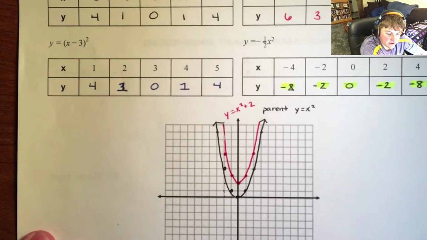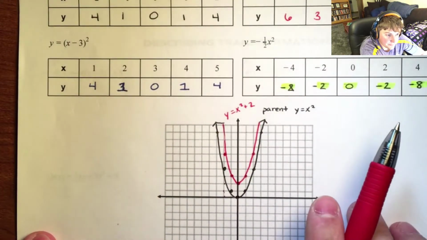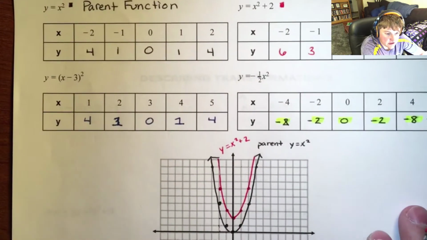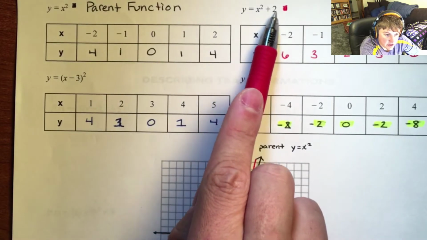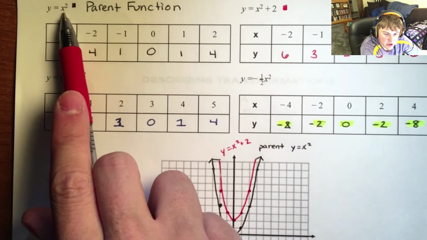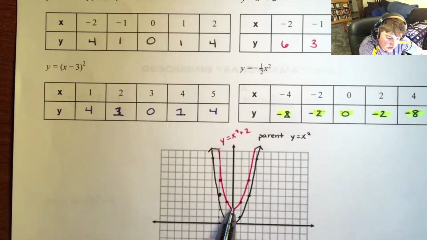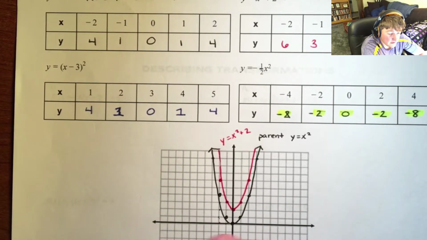Let's look at this red graph compared to the black graph. What do we think this +2 contributed to the parent function? What did it do to the parent function? Well, as I look at this, it goes over 1 and up 1, and then over 1 and up 3. So that is the same as this. As far as width, it doesn't really affect it. It didn't make it narrower, it didn't make it wider.